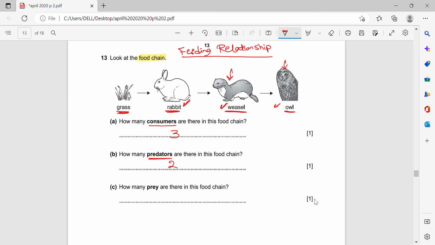طب how many prey are there in this food chain؟ فين prey هنا؟ هنا owl eats the weasel يبقى ده prey والweasel eats the rabbit. يبقى الرابت prey. يبقى how many prey هنا؟ 2 preys. The next question.